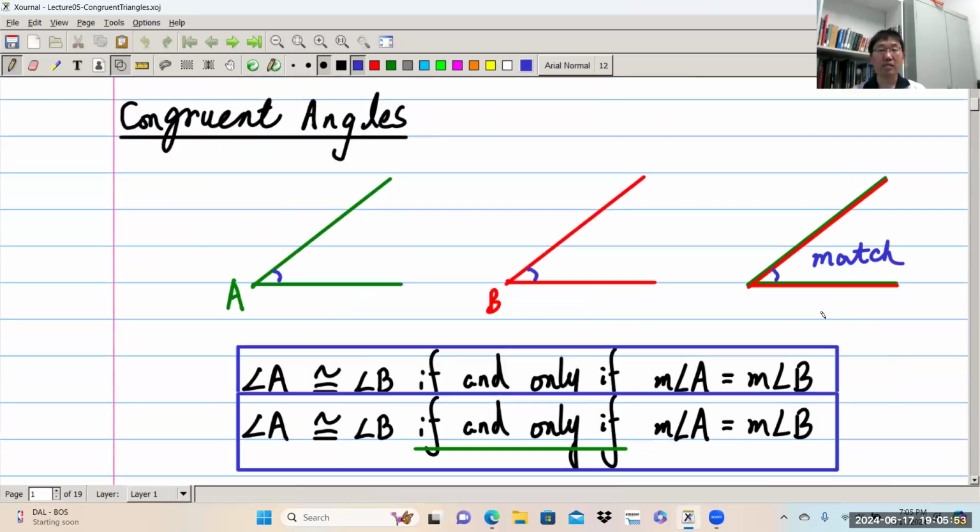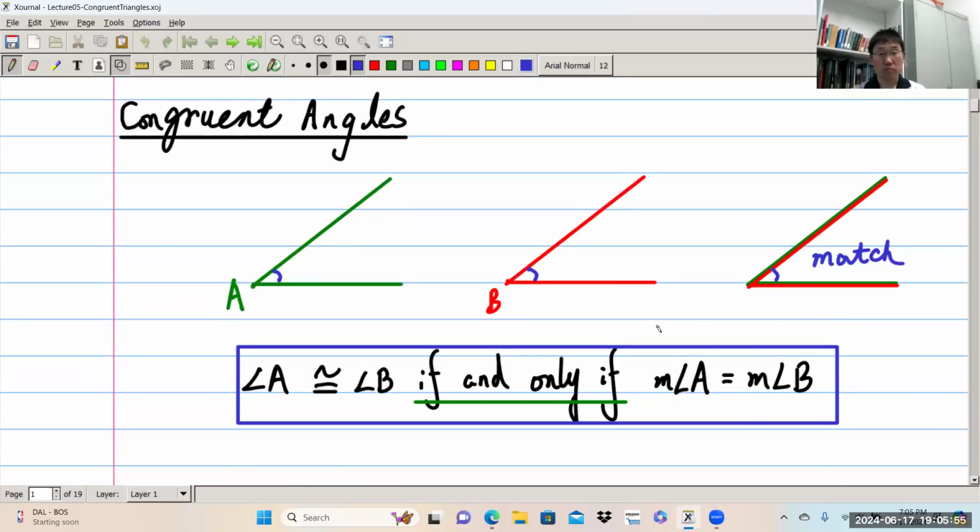Also in the past, we defined congruent angles. Two angles are congruent if and only if they have the same measure. In this diagram, angle A and angle B have the same measure, and they are congruent. You can move angle A on top of angle B such that they match perfectly. So one is a copy of the other.